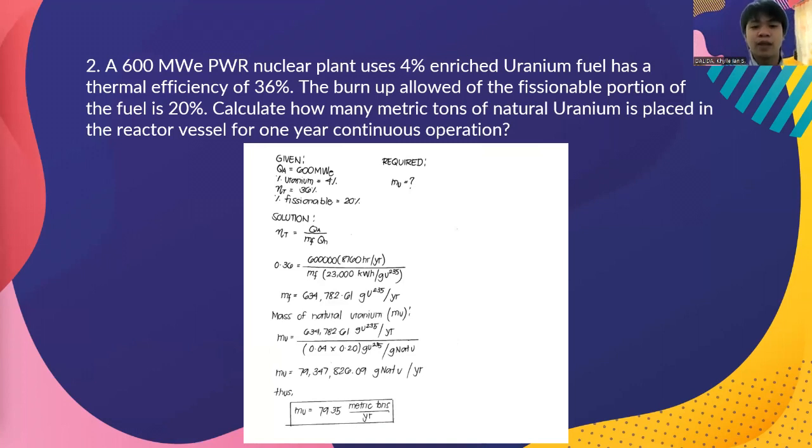So kung i-convert natin siya sa metric tons, then ang makukuha natin is 79.35 metric tons per year. So, in conclusion, ang kailangan daw natin na natural uranium para sa ating reactor vessel for continuous operation sa isang taon is 79.35 metric tons.